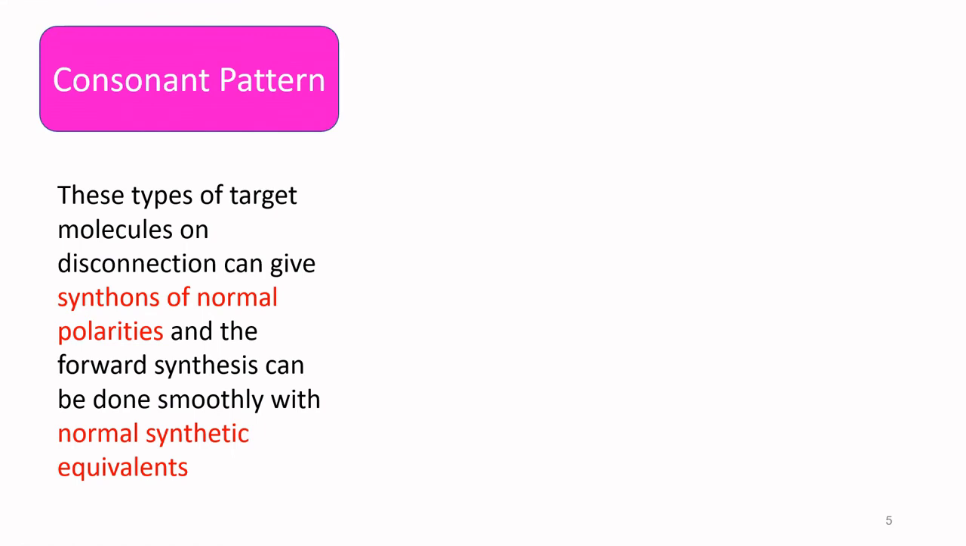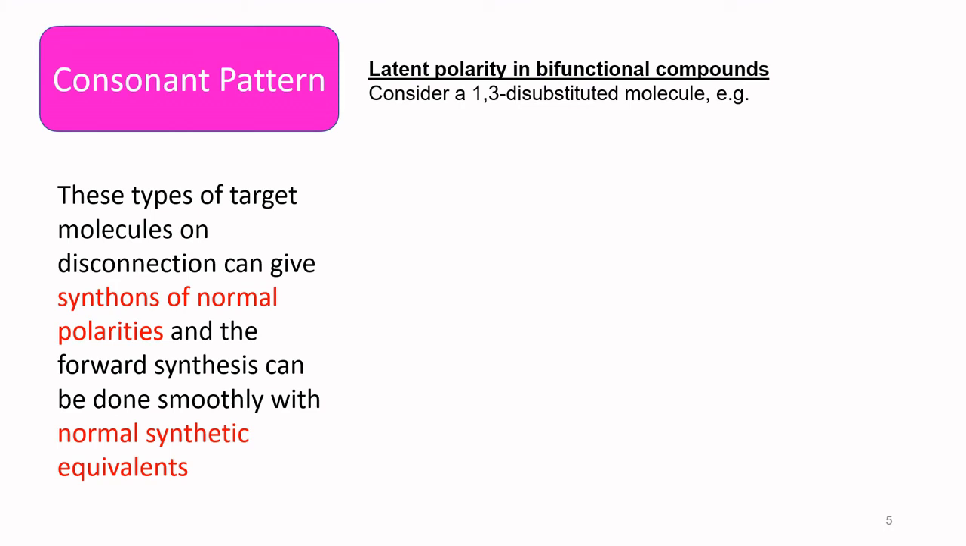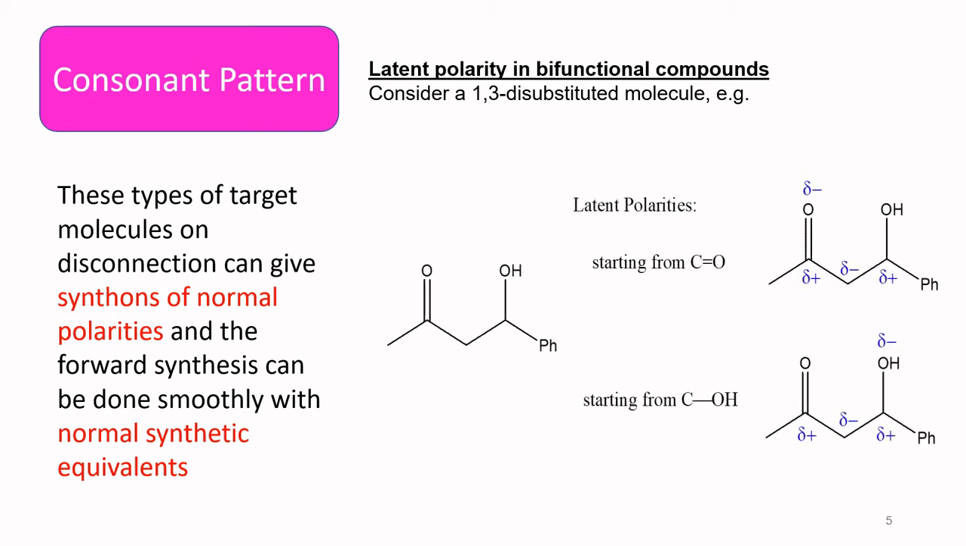Okay, let's take a look at the consonant pattern. In this type of pattern, a target molecule on this connection can give synthons of normal polarities, and the forward synthesis can be done smoothly with normal synthetic equivalents. Normally, consonant patterns occur in systems that have 1,3 disubstituted molecules, like this compound.